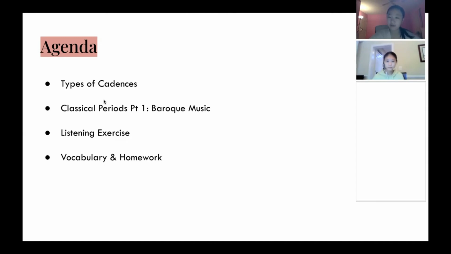And the first era you may have heard of, it's called the Baroque era. So we're going to look a bit into that. It's like musical history, and it's good to know, especially if you're playing music from that time period. It's very helpful to know the different aspects of that period. Then we're going to do a listening exercise, and then we're going to go on to vocab and homework.